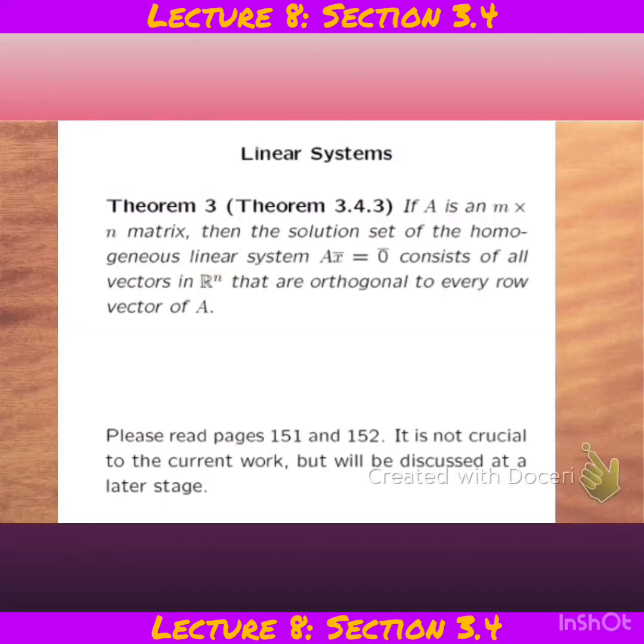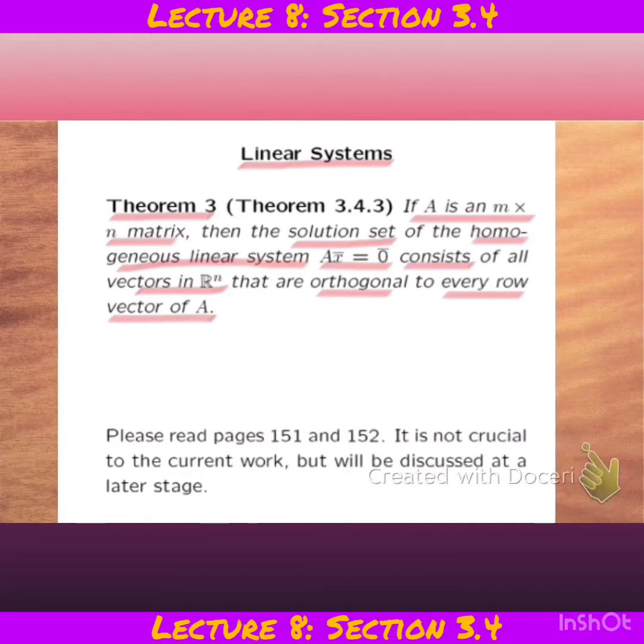All right, next we have linear systems. This theorem is just a quick connection to what we've already done with the dot product. All it says is that if A is a matrix, then the solution set of the homogeneous linear system Ax equals 0 consists of all vectors in Rn that are orthogonal to every row vector of A.